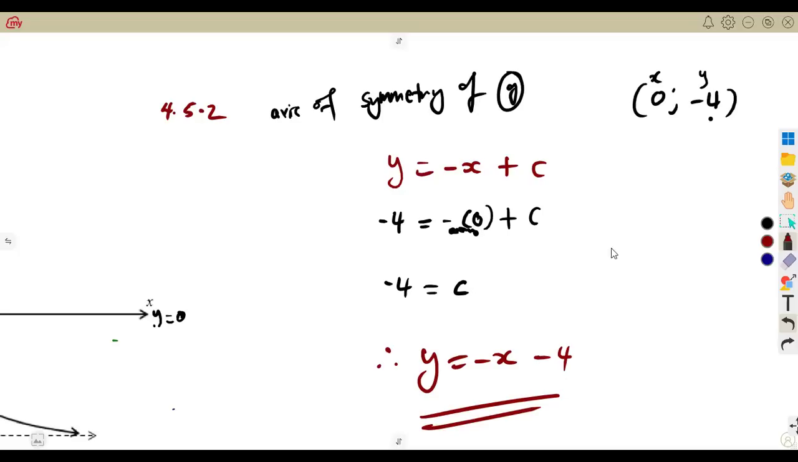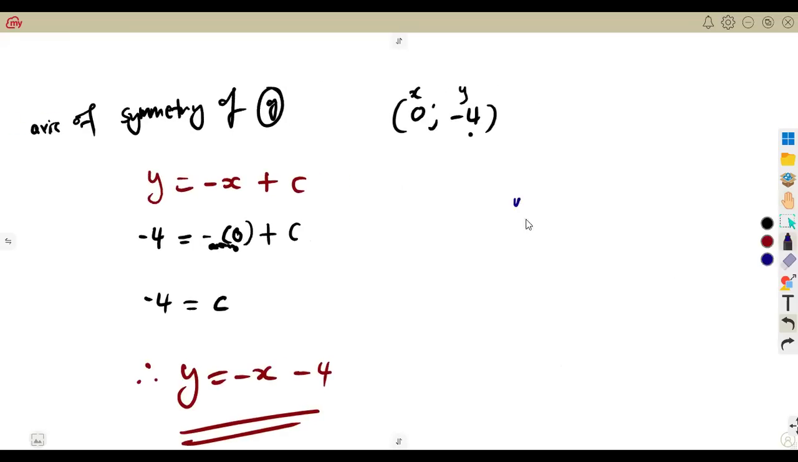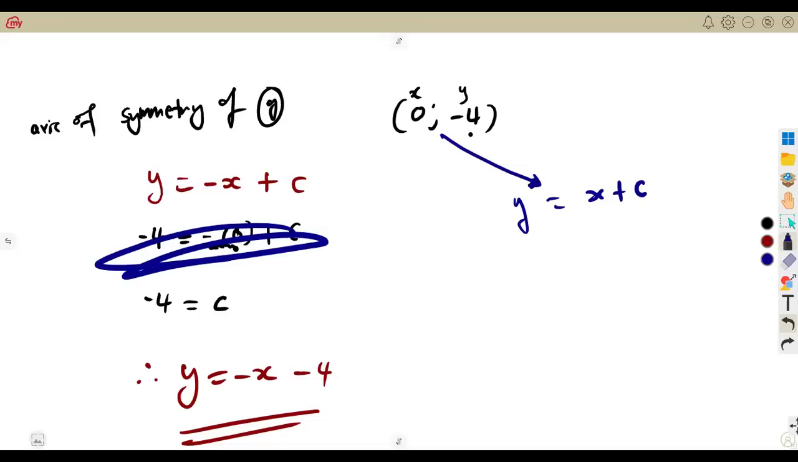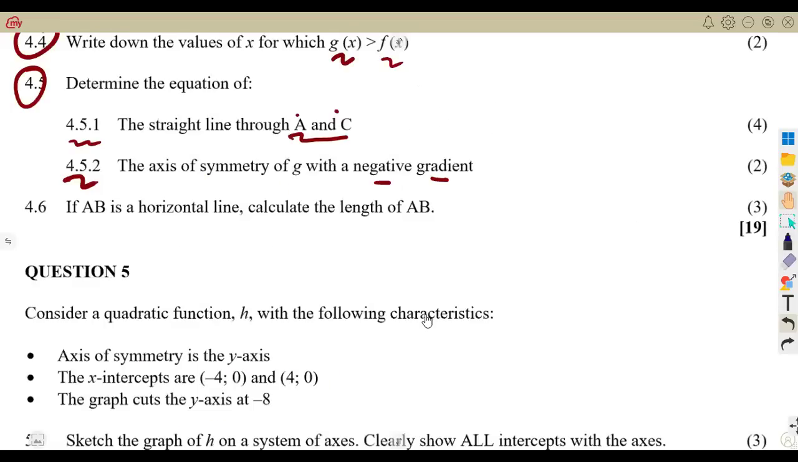So if they said with a positive gradient, you were going to use y is equal to x plus c. You substitute that same point there, the same way that you did here. That is the one of the positive gradient, but we need the one of what? The negative gradient there, supposed to be minus x. So those are some of the questions that can be asked.